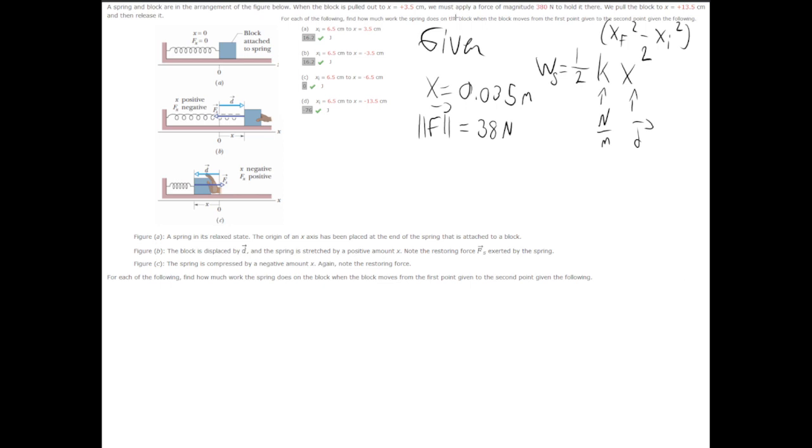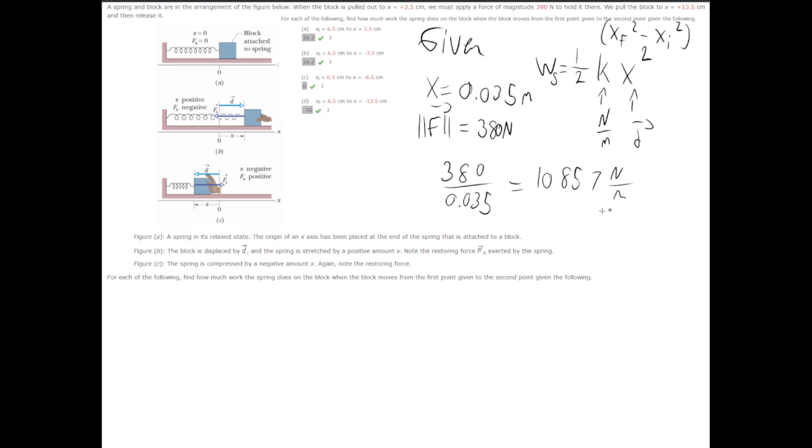Okay, now that we know all these, to get K, first we look at the force, 380 newtons. And this is the force required to hold the block there. So that means that the spring constant is going to be these two in terms of newton meters. So this is going to be 380 divided by 0.035. Let's get the calculator. And oh boy, the number here is equal to 10,857 newtons per meter.